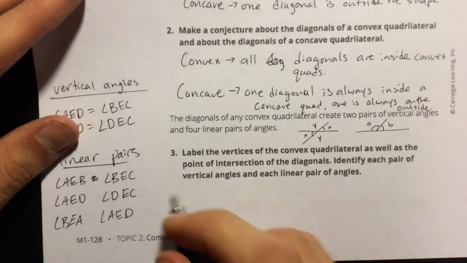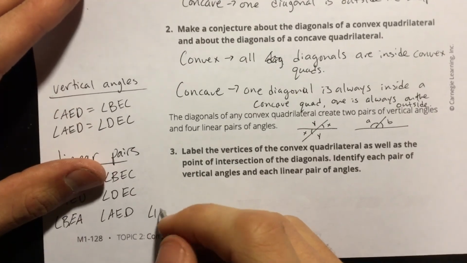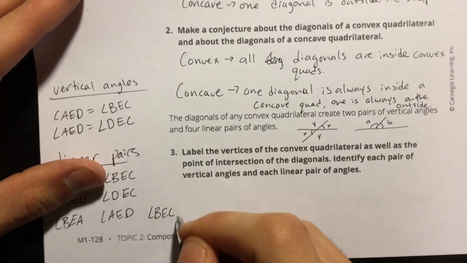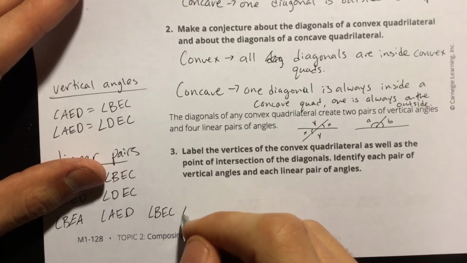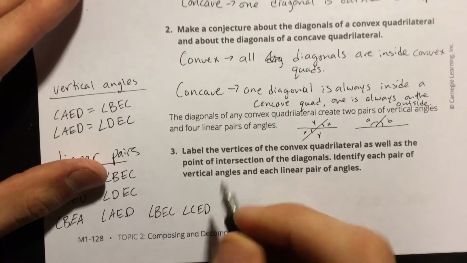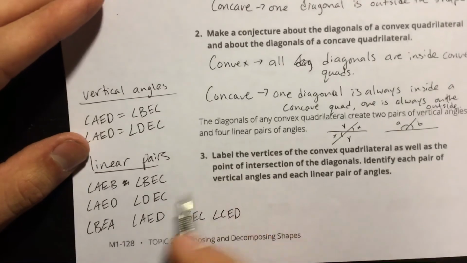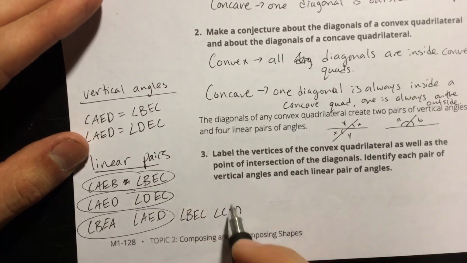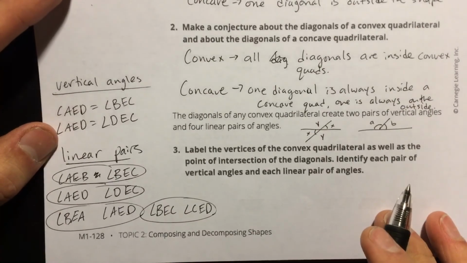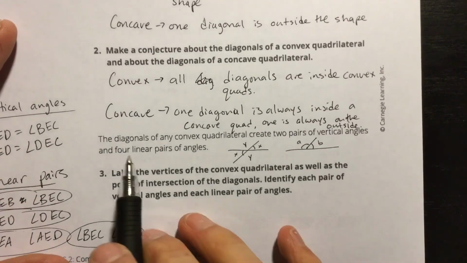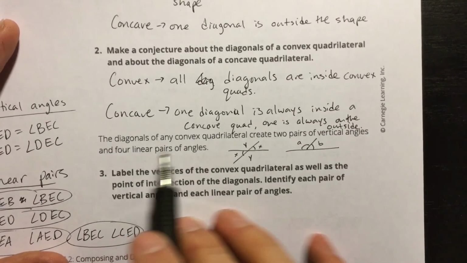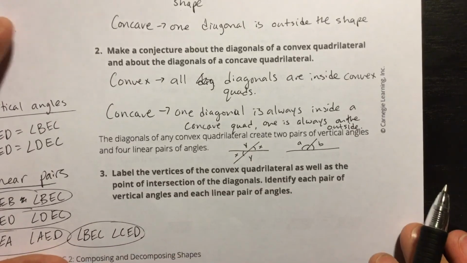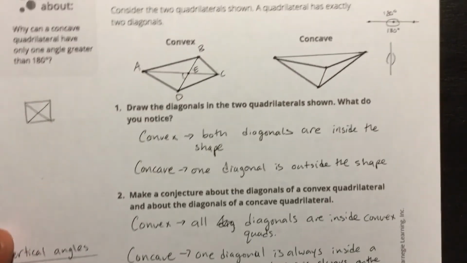I kind of ran out of room here, so I'm just going to go BEC and CED. So pairs would be: here's a pair, here's a pair, here's a pair, and then our last pair right there. Okay, so there's our 4 pairs, which lines up with what this says, that convex quadrilaterals create 4 linear pairs of angles. So that is your getting started.